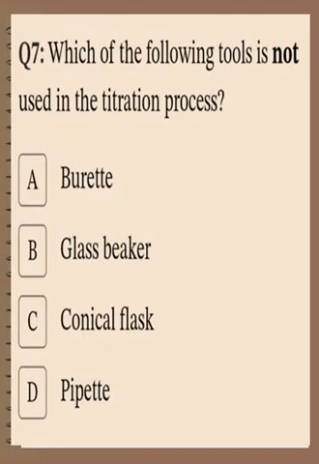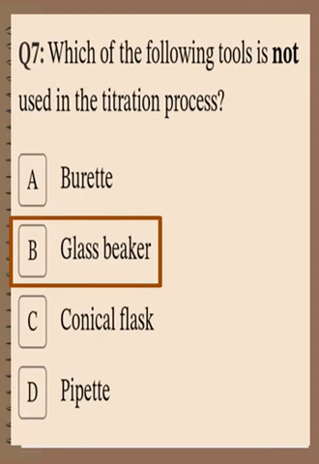Question number 7, which of the following tools is not used in the titration process? We said in the titration process that we want to use a burette containing the solution for titration, a conical flask that takes the liquid from the burette, and a pipette to carry solution. So what didn't we use? The glass beaker.